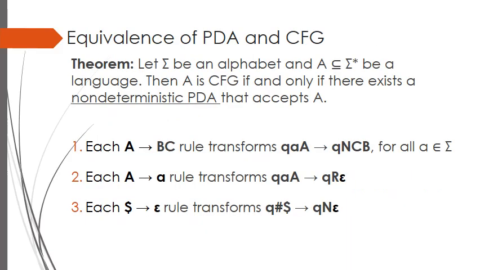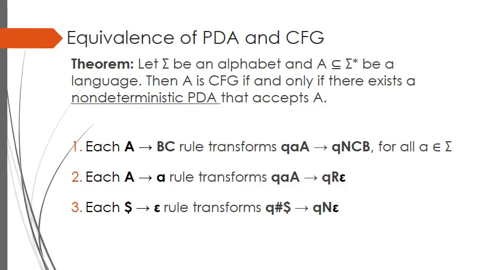Theorem. Let sigma be an alphabet and capital A a subset of sigma star be a language. Then capital A is context-free if and only if there exists a non-deterministic push-down automaton that accepts capital A. In order to apply the transformation here, the context-free grammar must be in the Chomsky normal form.